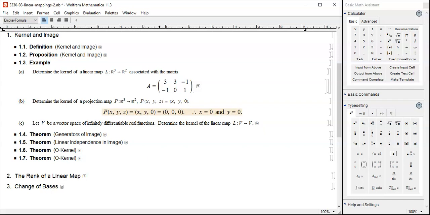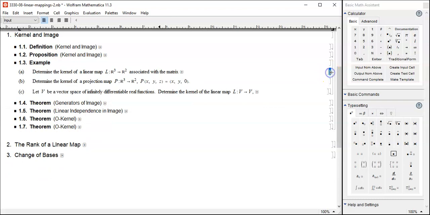x is 0 and y is 0, and z is arbitrary. z, whatever it is, was killed by this projection map, so it doesn't matter. Whenever I have x and y as 0 and z is arbitrary, then that's the kernel. So it's going to be a line too, but this line is going to be a lot easier to visualize than the previous line. What kind of line is it? Well, I'll leave you there. It's easy. The hint is, it's really easy.